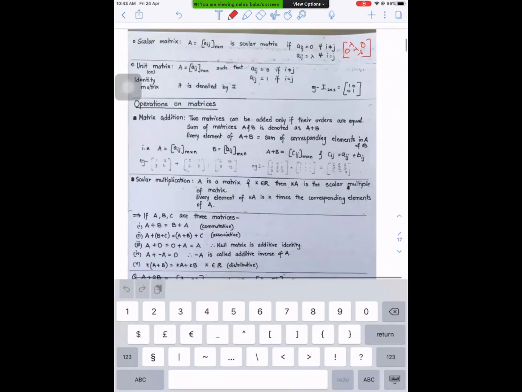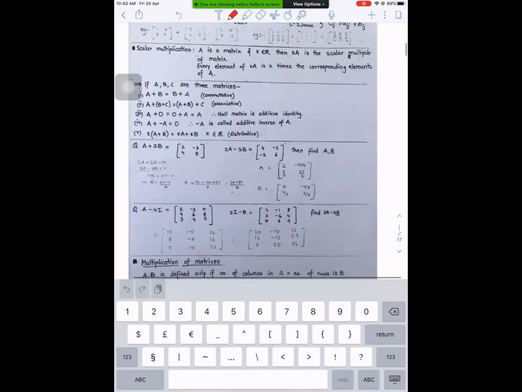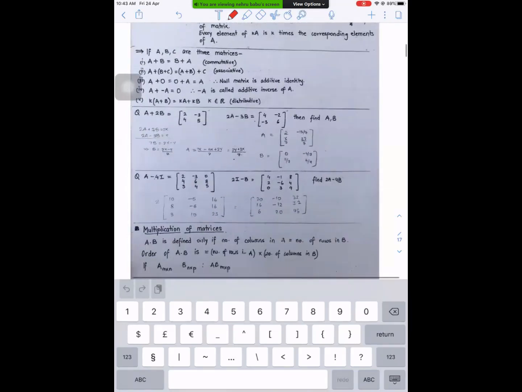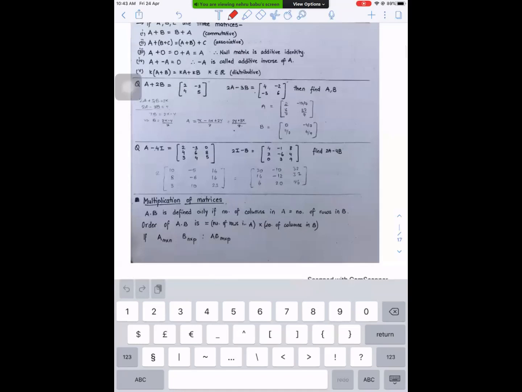Next, addition. I think there's no need to waste time on the addition part. And scalar multiplication. And properties: A plus B is equal to B plus A, normally all these things only. Here the null matrix we call the additive identity. And minus A is called the additive inverse of A.